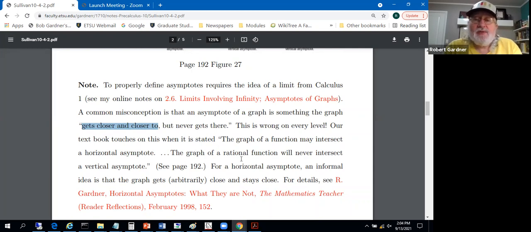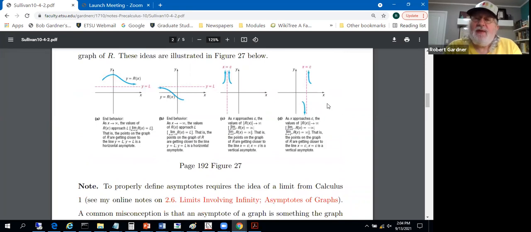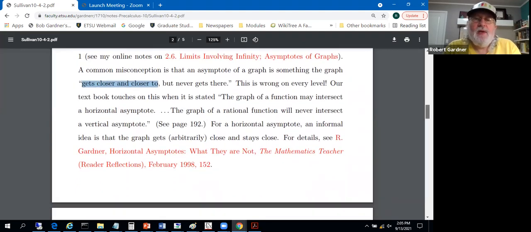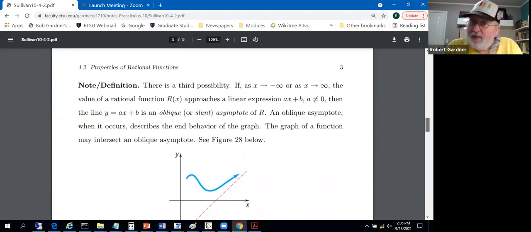The book also comments the graph of a rational function will never intersect a vertical asymptote. I mentioned that earlier. If we have a rational function and a vertical asymptote, that function will not be defined at x equals c if it's a rational function. It could be some other kind of function, and it could have a vertical asymptote and be defined at x equals c. It'd probably have to be a piecewise defined function if it were such a thing, but that's possible. So there's, in terms of pictures, what asymptotes, horizontal and vertical, are, and a little warning about what they are not.